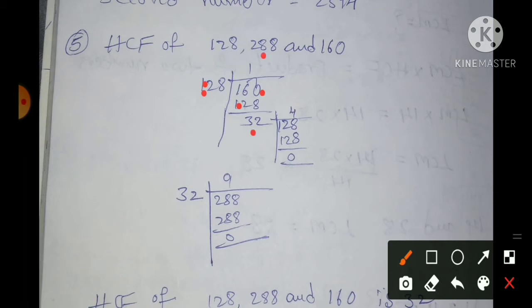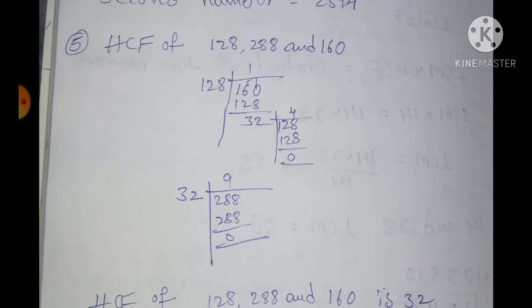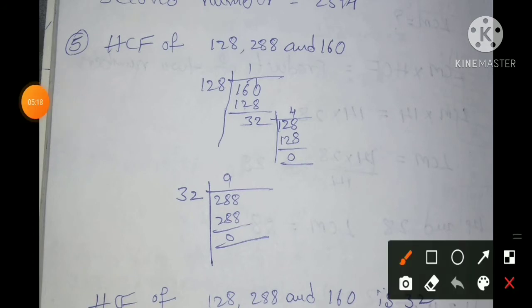So 32, again I should divide 128 with 32. 32 4s are 128. The HCF of 128 and 160 is 32. With this HCF I need to divide the last number, the third number. 32 9s are 288. So the HCF of these three numbers 128, 288 and 160 is 32 only. Okay.